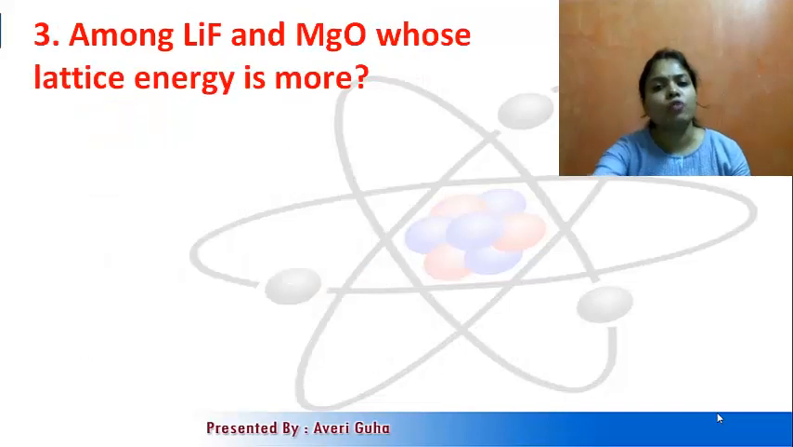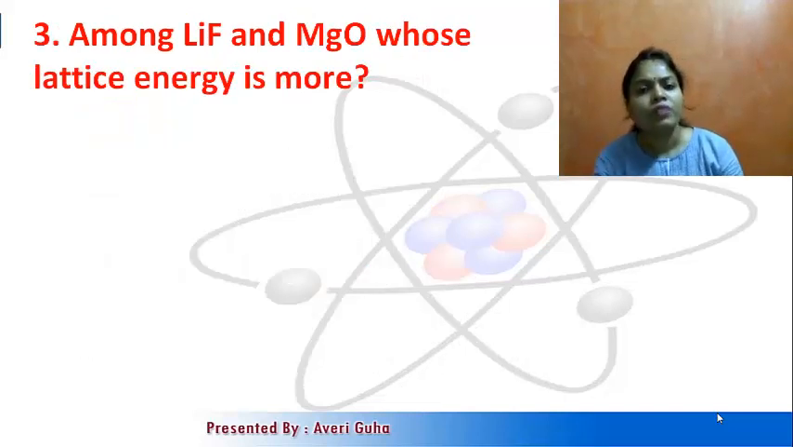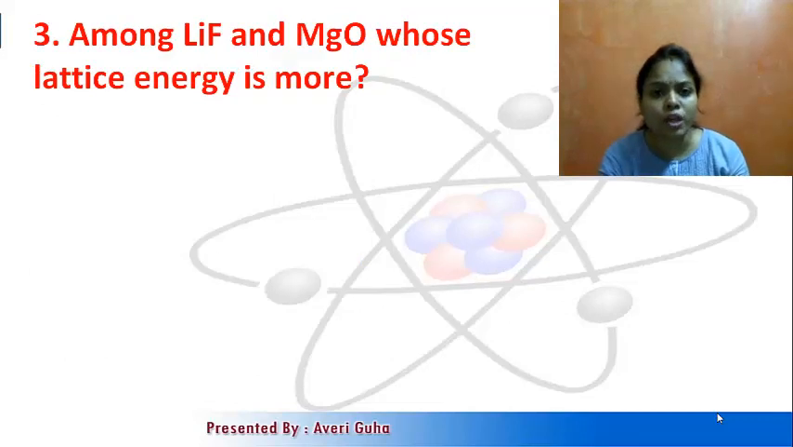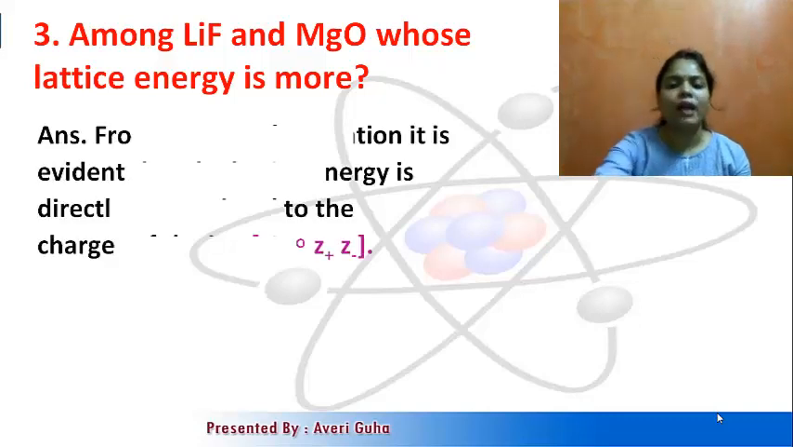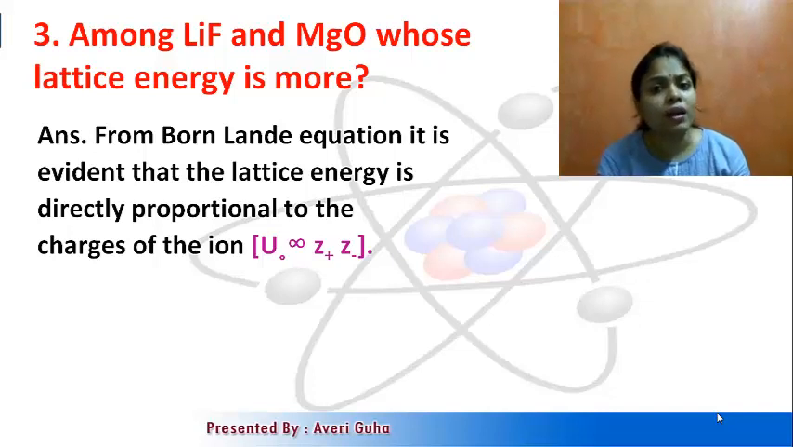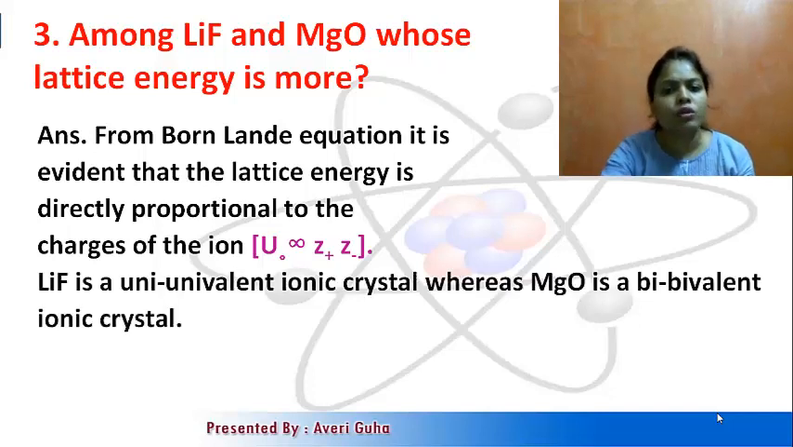Now a similar type of question in another format may ask you, among lithium fluoride and magnesium oxide, whose lattice energy is more. Now see here, the two cations, lithium and magnesium, do not belong to the same group, neither do the anions, fluoride and oxide. So directly we cannot compare their radii or the internuclear distance. Again we know from the Born-Landé equation that lattice energy is directly proportional to the charge number of the component ions. Now see, lithium fluoride is a univalent crystal. Both lithium and fluorine have +1 and -1 charge.